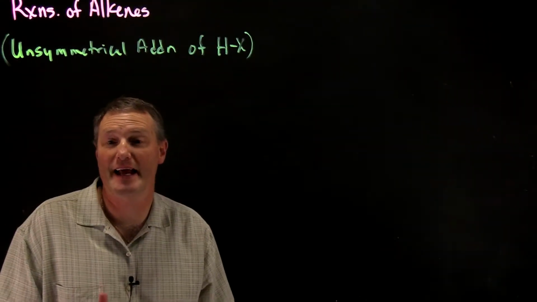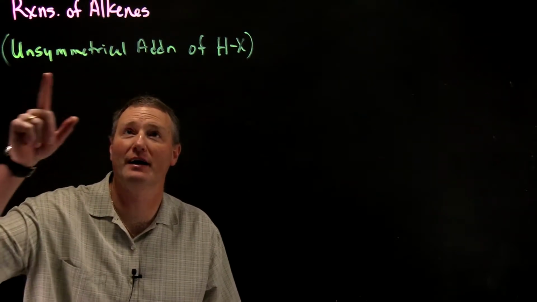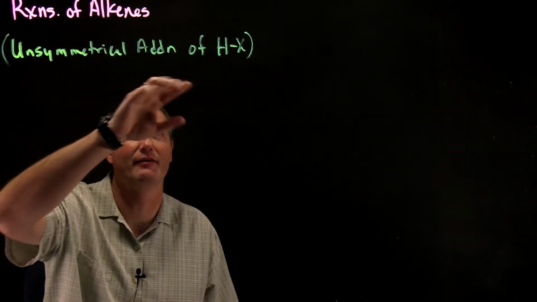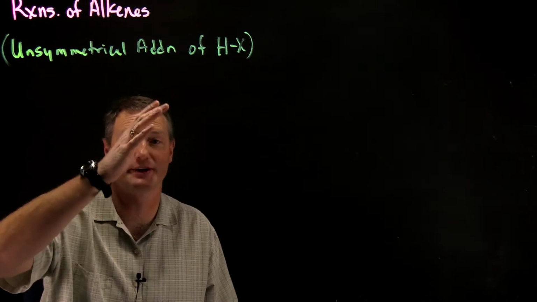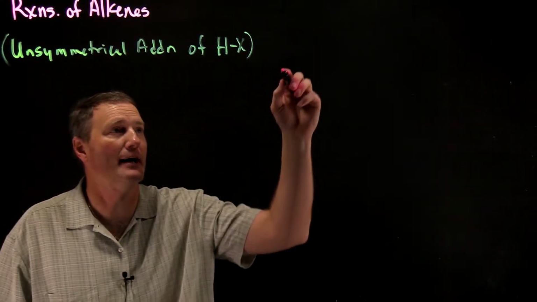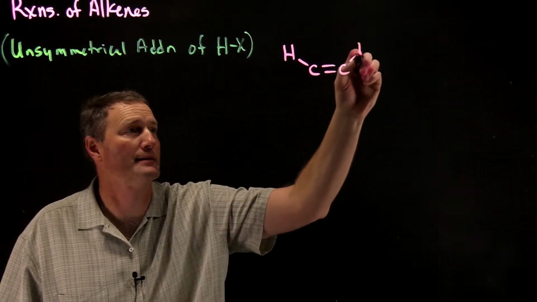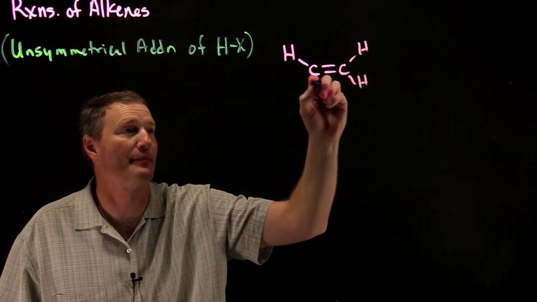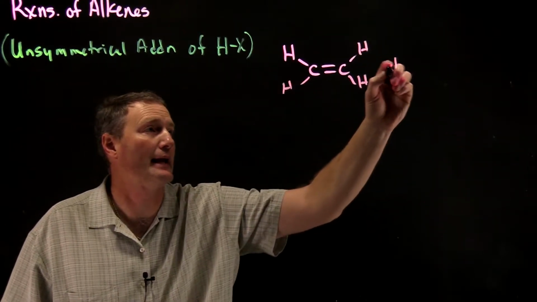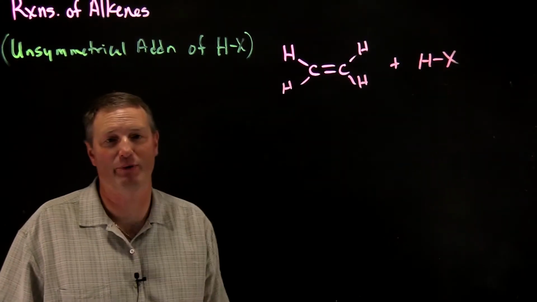So moving on to the next type of reaction that alkenes can undergo. This is what's called the unsymmetrical addition reaction of a different type of reagent called HX. So if I were to draw out, again, a generic carbon-carbon double bond, let's use ethene again. And I'm now going to add a reagent called HX, and I'll list out what X can be here in just a second.